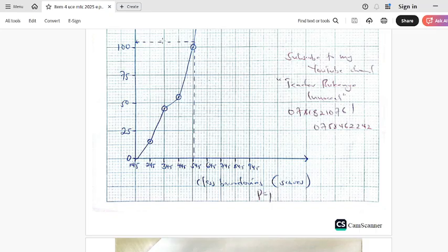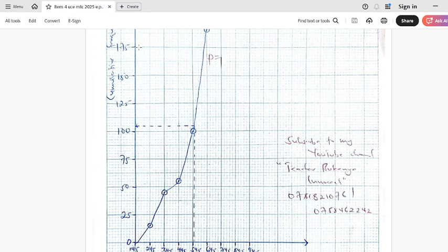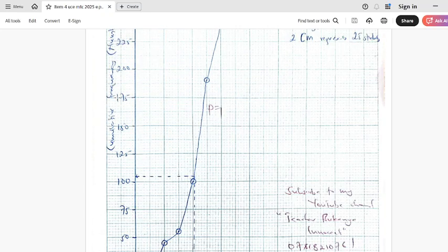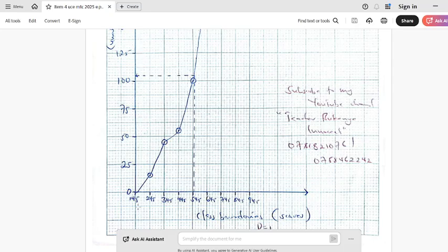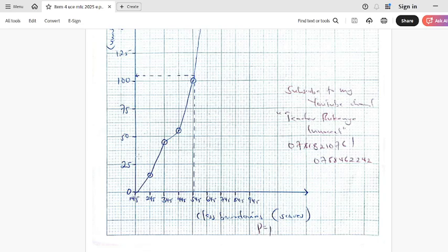I will draw another horizontal line going to the left until I meet the axis which has the cumulative frequency, or the number of students. So from there, I will read, and my answer will be in terms of number of students. By the way, what is on the horizontal scale is the marks. What is on the vertical scale is the students.